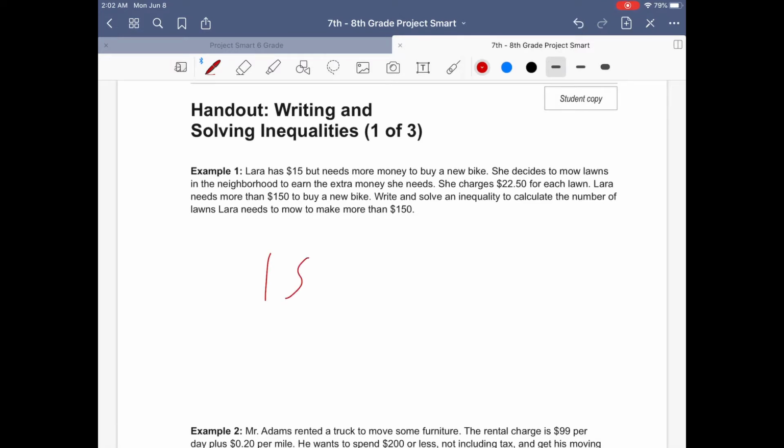So we already know that she has $15, so she just needs to add to that, right? And she decides to mow lawns, so for lawns we're going to use an L, okay? Whatever she gets, we're going to add to it. We don't know how many lawns she's going to do, but we know that for each lawn she's going to charge $22.50, and she needs to get to 150, so equals 150.